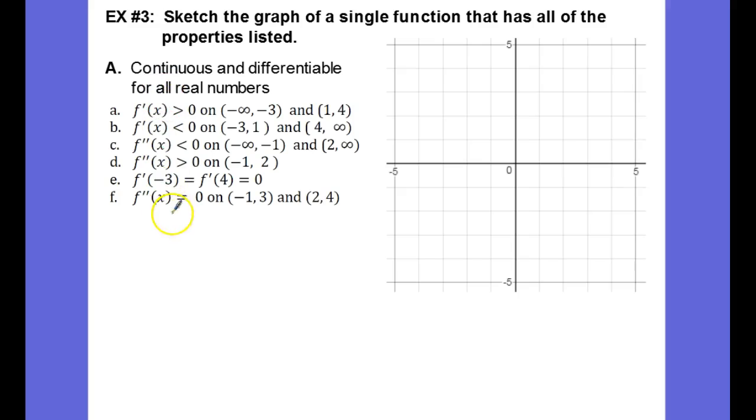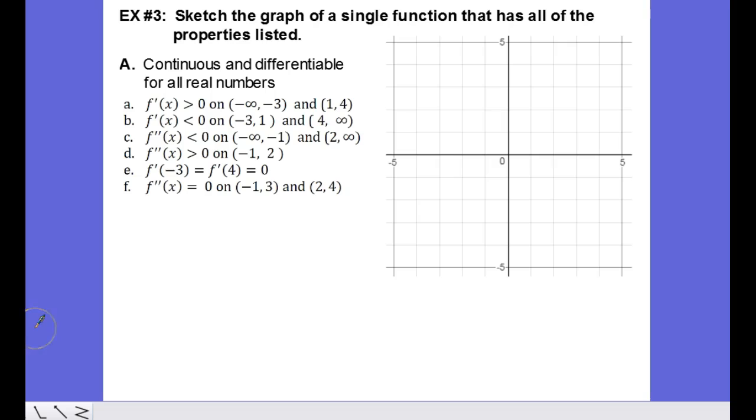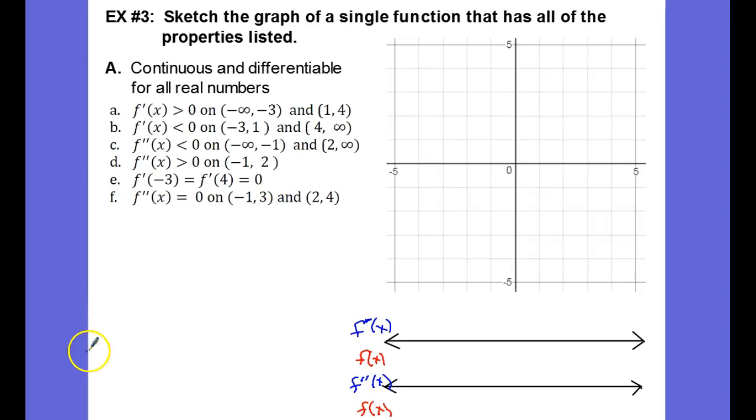They've just given me a bunch of results regarding the first and second derivative, and we're going to see what we can do in terms of creating a sketch of a curve that will satisfy these requirements. So the first thing that I want to do is to lay in some number lines for sign charts for both f prime and f double prime. So let's do that. All right, now let's take a look at what they have told us.